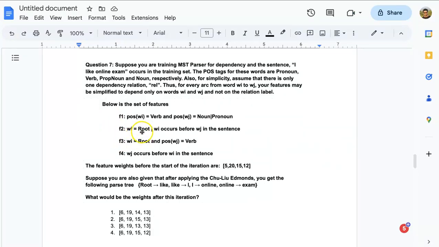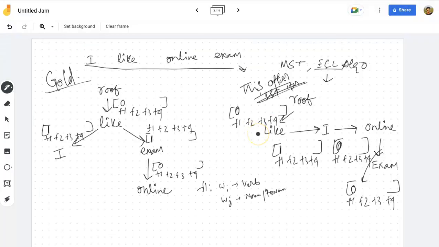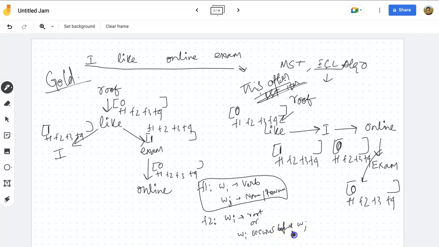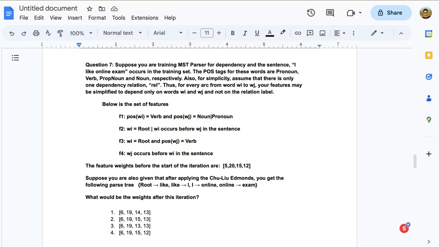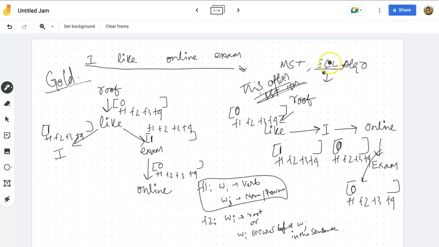Feature 2 is that wi is a root or wi occurs before wj in the sentence. Feature 1 was wi is a root. So feature 2 is wi is a root or wi occurs before wj in the sentence. Now let's fill all the values.